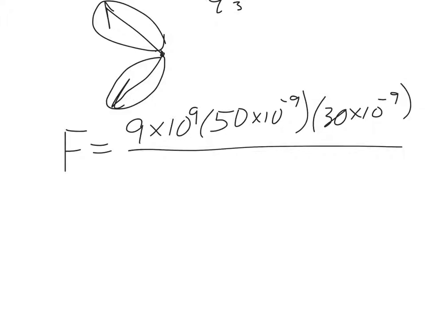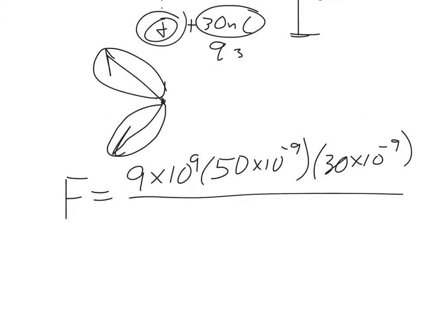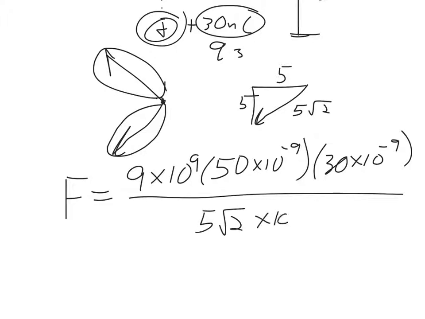The radius between them, and now here I have to do a little geometry. He is this far away, 5 and 5. So he's 5 square root of 2 away. Now I could multiply that out, but I'm not going to. And is that meters? No, it was centimeters, right? Yeah. So that's 5 square root of 2 times 10 to the minus 2 meters.